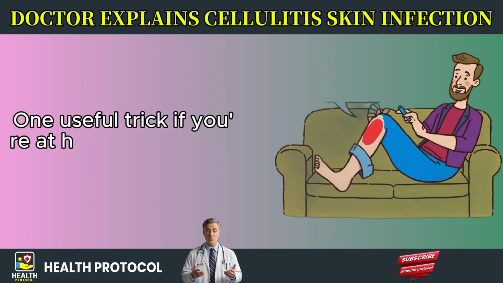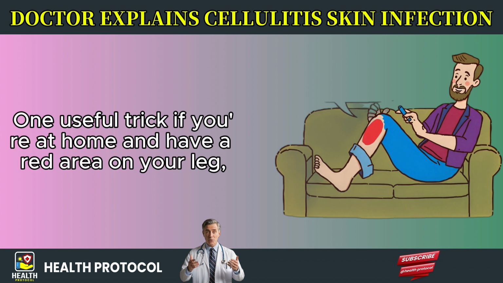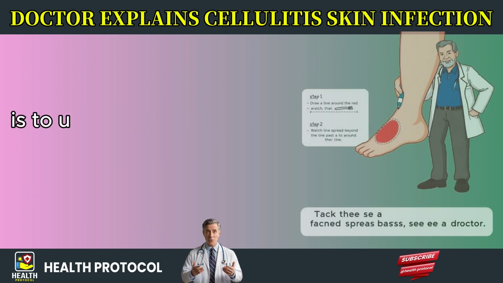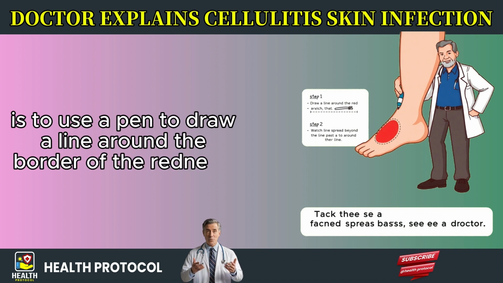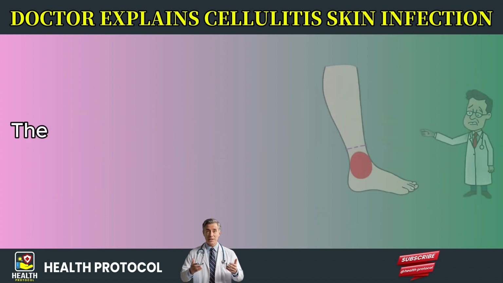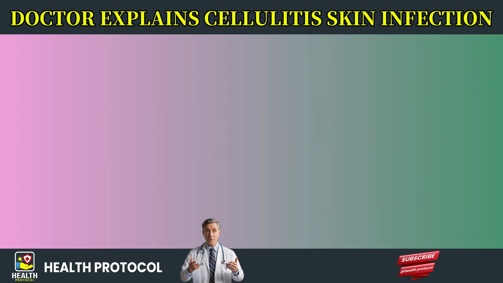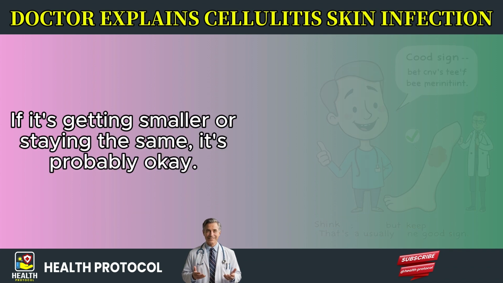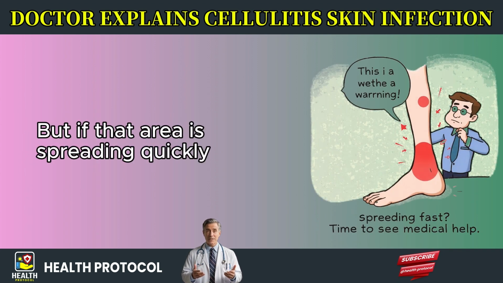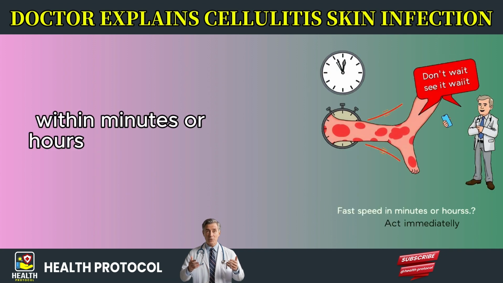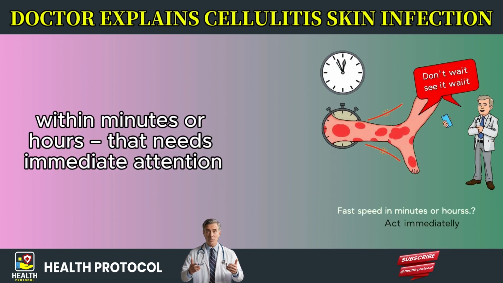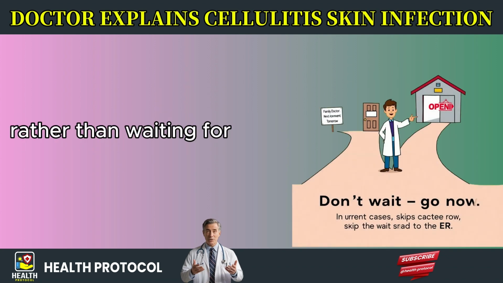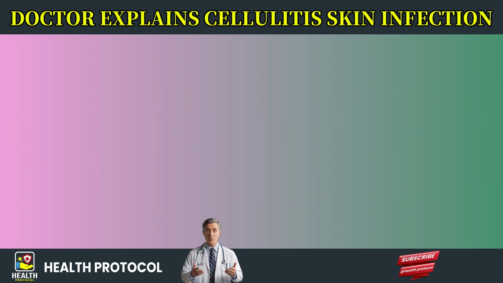One useful trick, if you're at home and have a red area on your leg and you're unsure how serious it is, is to use a pen to draw a line around the border of the redness. Then you can see if it's growing. If it's getting smaller or staying the same, it's probably okay. But if that area is spreading quickly, within minutes or hours, that needs immediate attention. You should probably go to the emergency room rather than waiting for your family doctor.